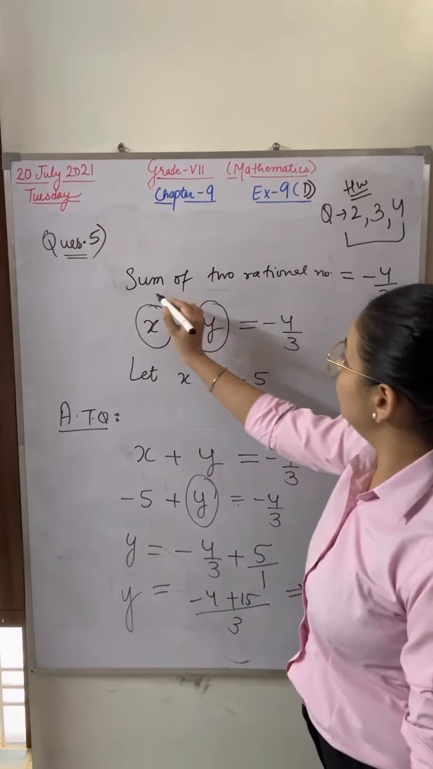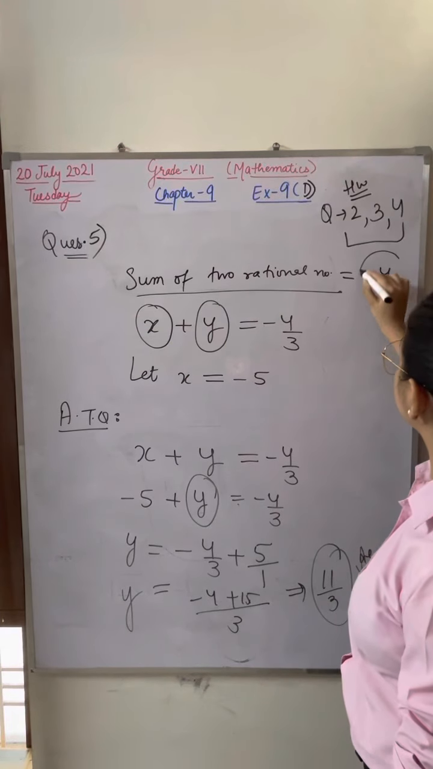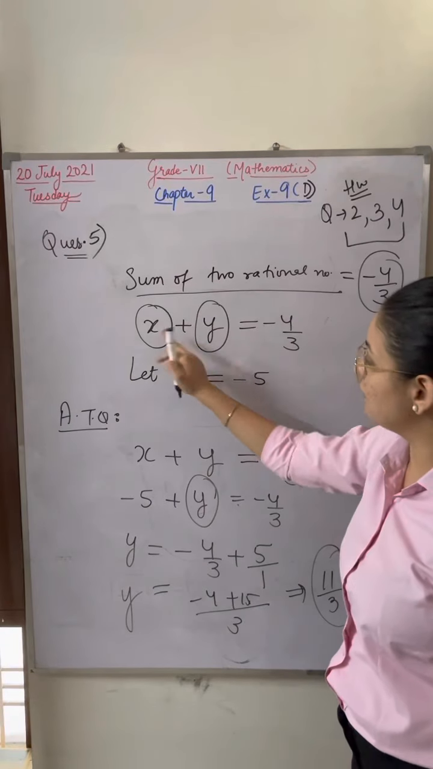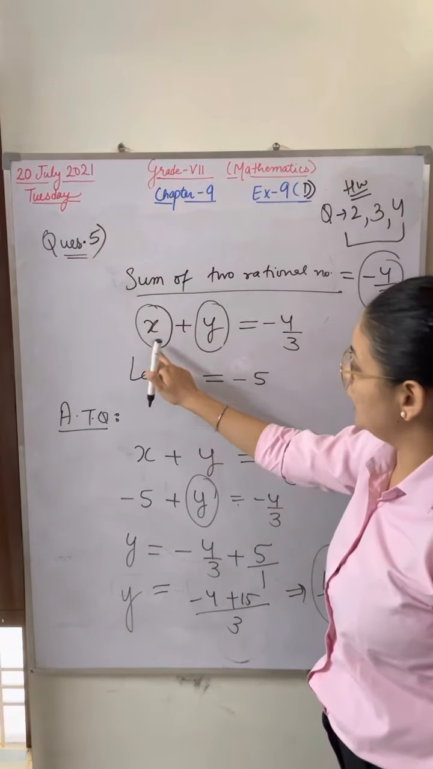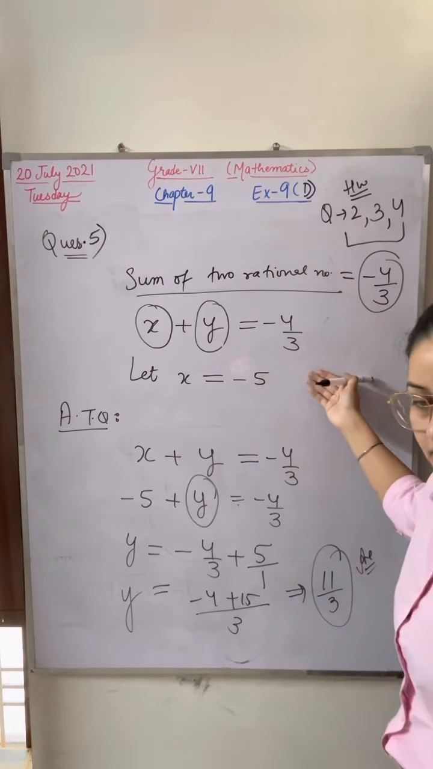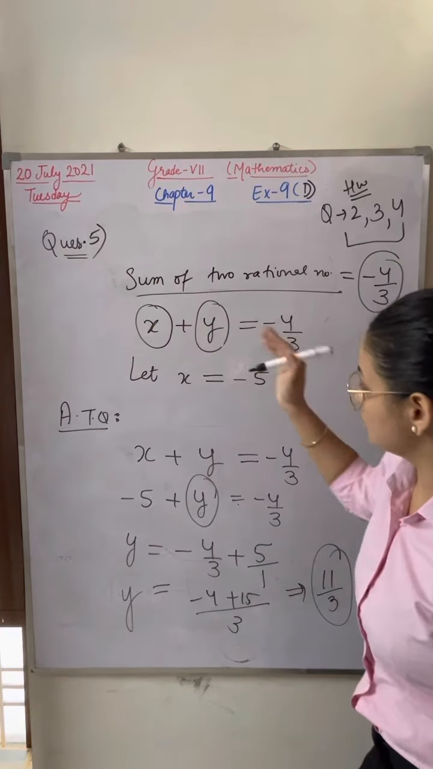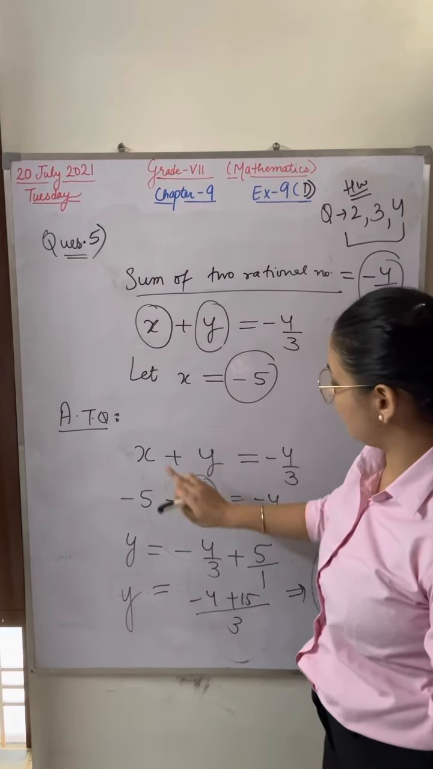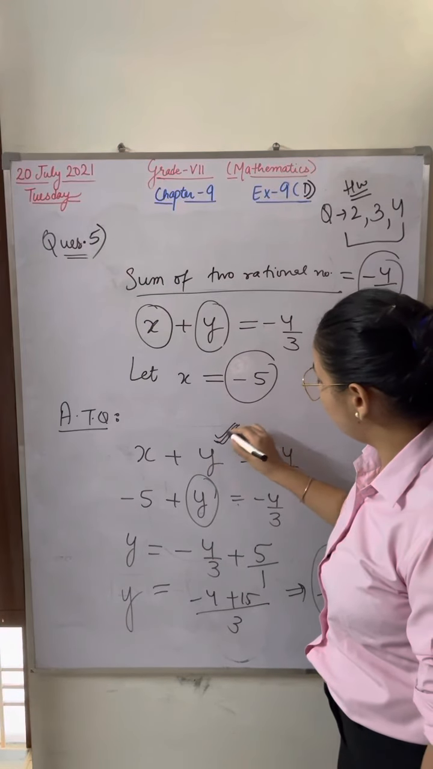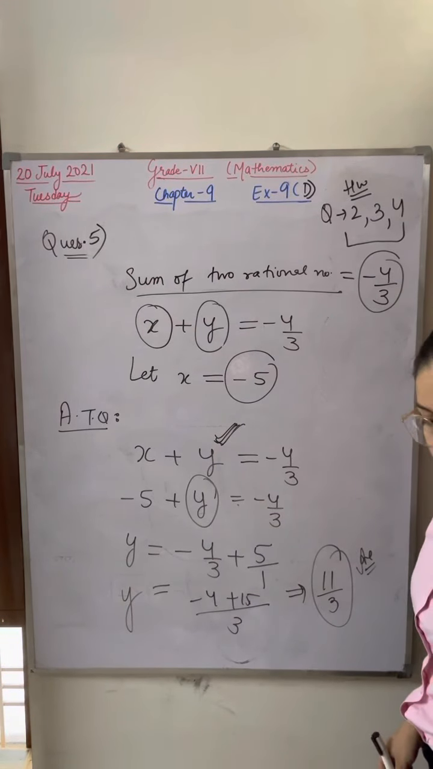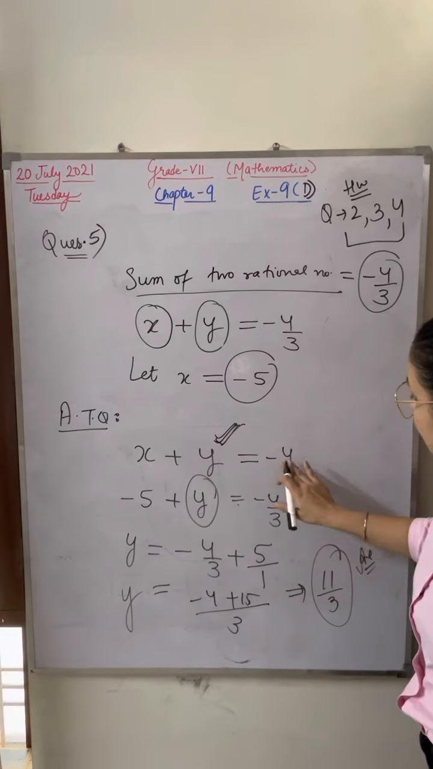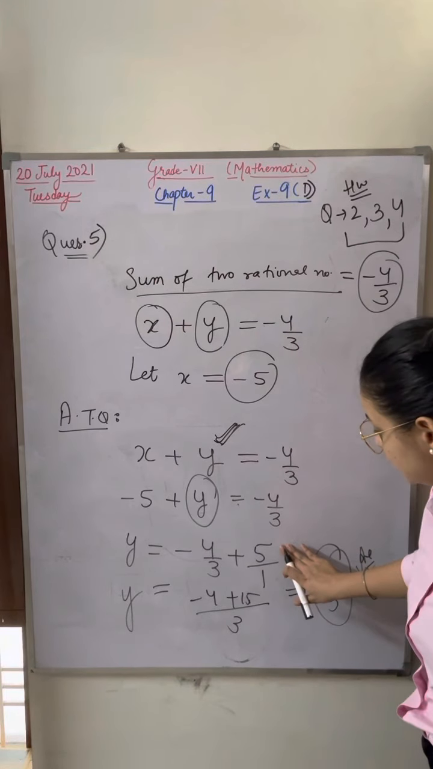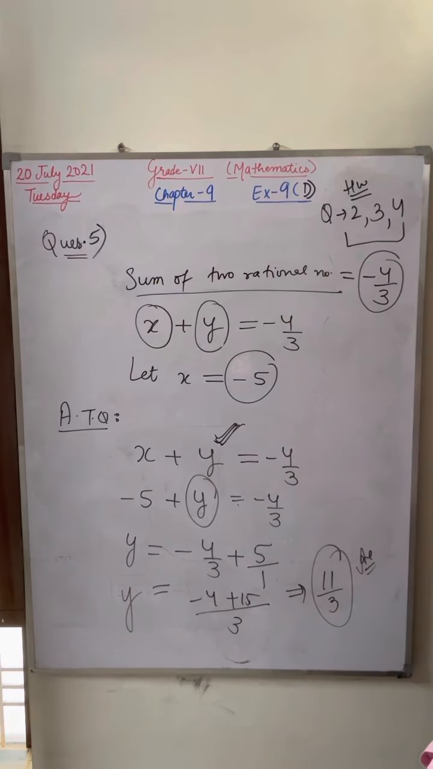In the question, they are saying that the sum of two rational numbers is -4/3. So from my side, I am supposing any two rational numbers, maybe a plus b, m plus n, or j plus k, x plus y will be -4/3. Okay, so let's suppose, and also they have given that one number will be -5. So I have supposed that x will be -5, and I have to find out the value of y. Right? So just put the value of x here, and then shift the minus sign to the right hand side. It will become plus. Okay, take out the LCM and solve it. Your answer will be 11/3.